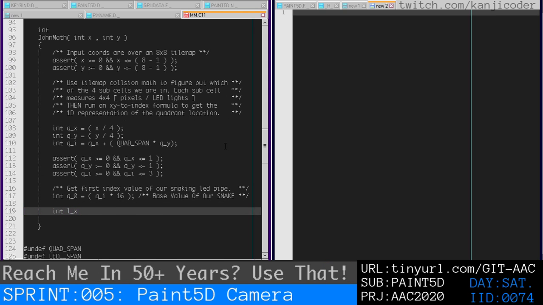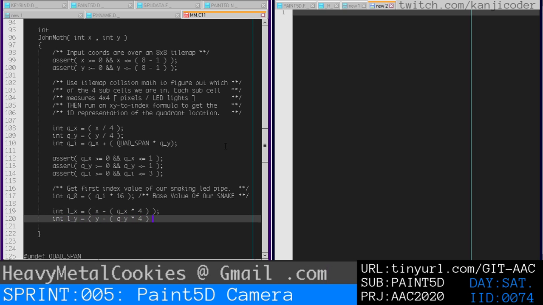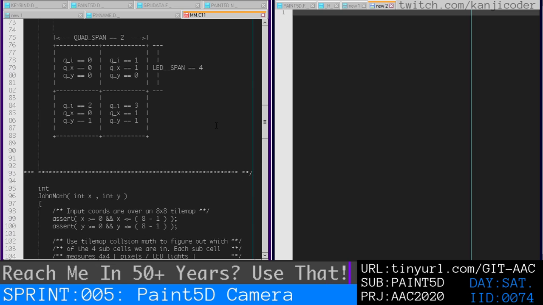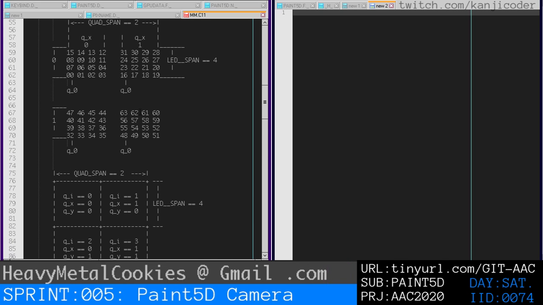Int lx equals x minus quadrant x times 4, yeah? Int ly, y minus qy times 4. Assert lx is greater than or equal to 0, and lx is less than or equal to 3, because it's 0, 1, 2, 3.